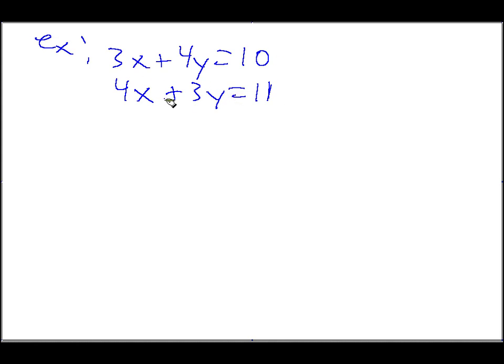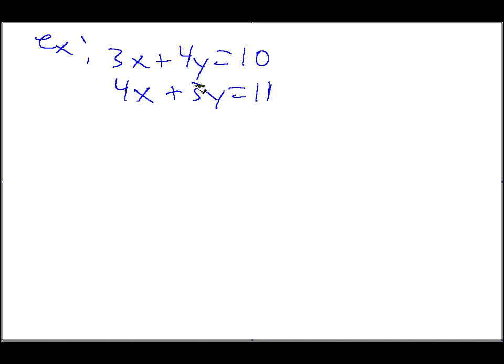I need to modify, in this case, I need to modify what? Both equations, if you can see that, right? Let's say I want to get the y's to cancel out, for example, okay? How can I make that happen? Well, I have a 4 here on the y. I have a 3 here on the y down here, okay?